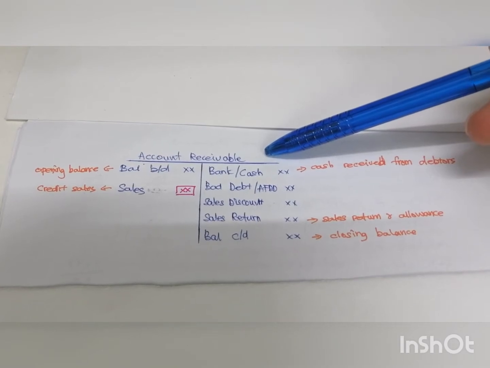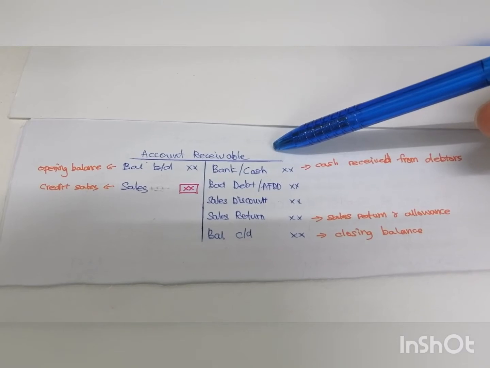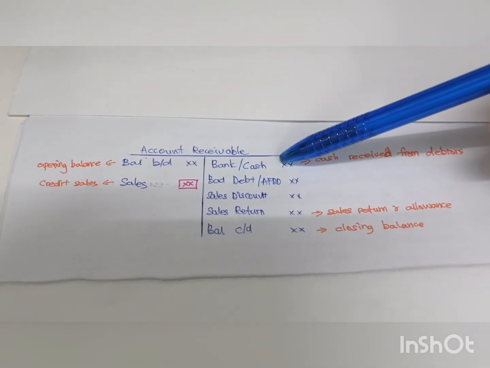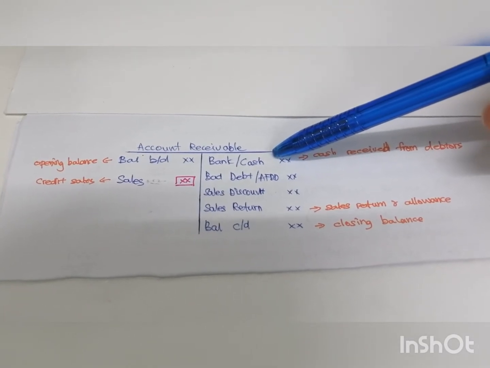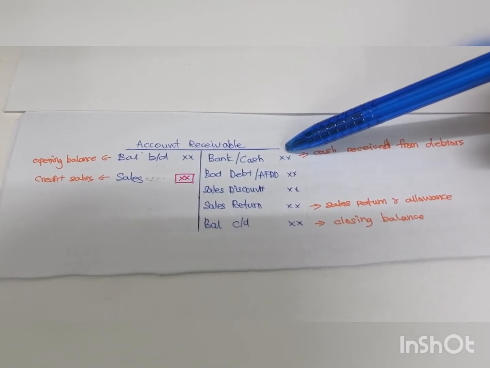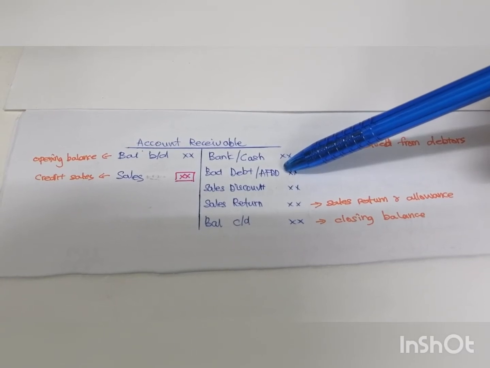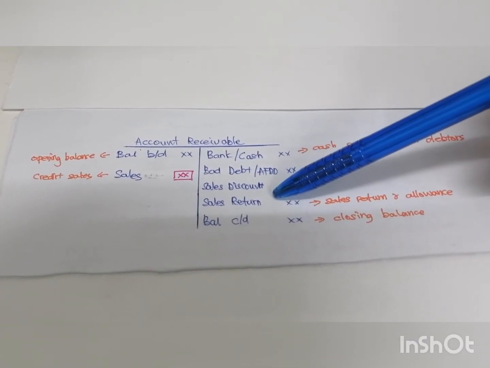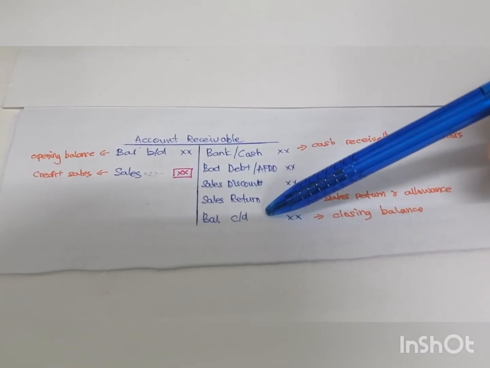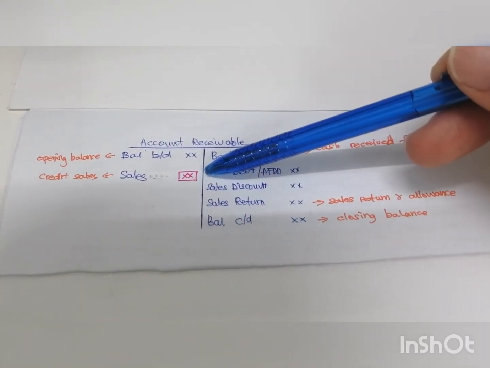To find out how much is the account receivable, we can do a T account. We debit balance brought down, and we credit cash or bank, which is the cash received from the debtors. We credit bad debts or AFDD, sales discount, and sales return and allowance. So we credit the balance carried down, and we can get how much is the account receivable.